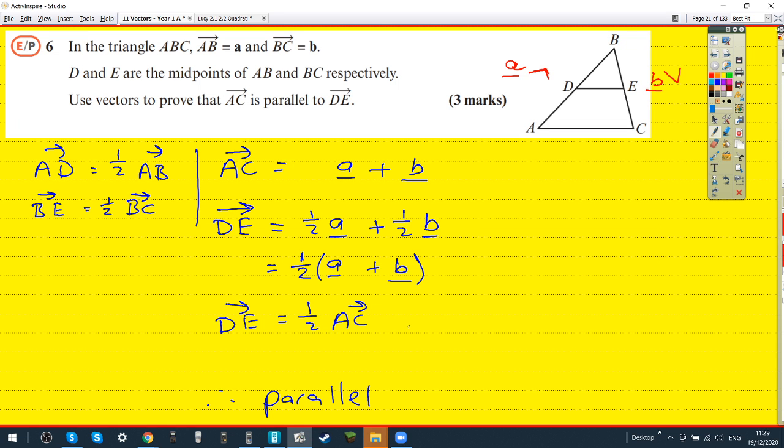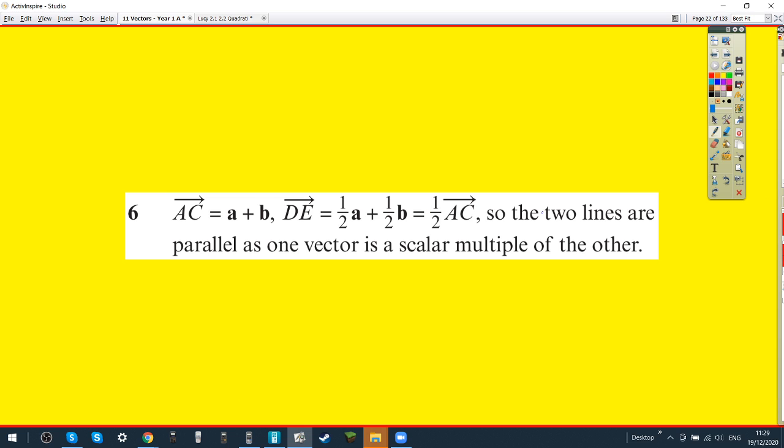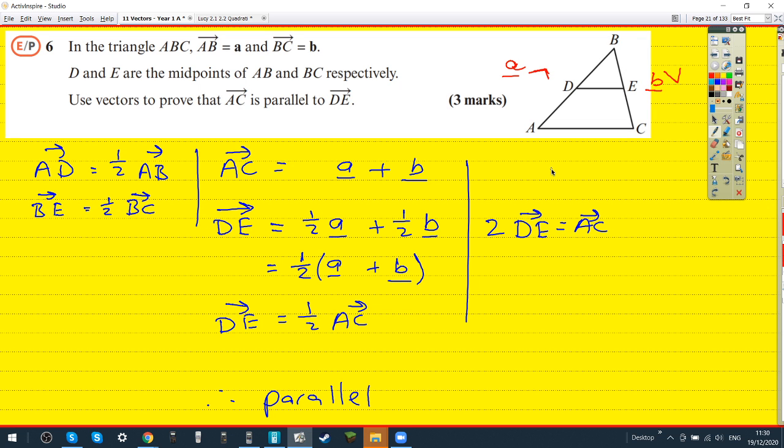How come it's a half AC and it's the same as DE? It's because AC is double DE, so you'd have to multiply it by a half to make them equal. Oh, okay. It always feels backwards. The other way you could write it is 2 times DE is AC. So AC is double DE, whichever way you want. So a half A plus B, a half AC. So the two lines are parallel as one vector is a scalar multiple of the other. Great.